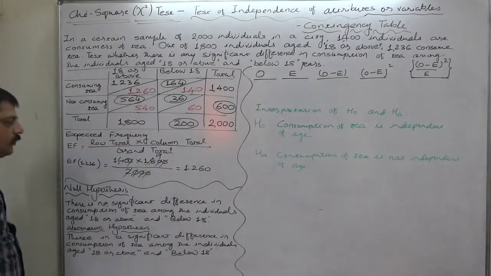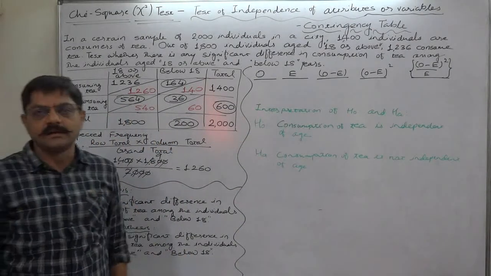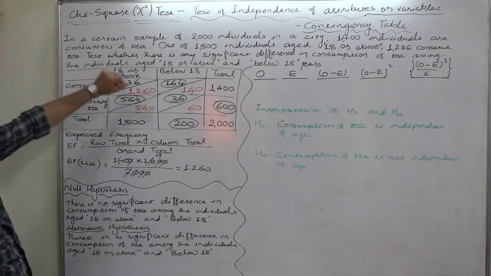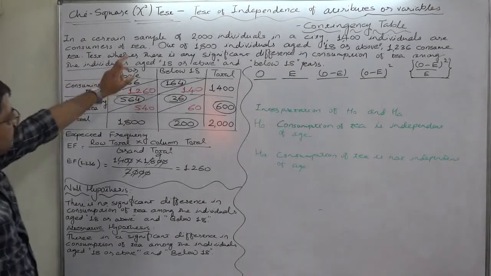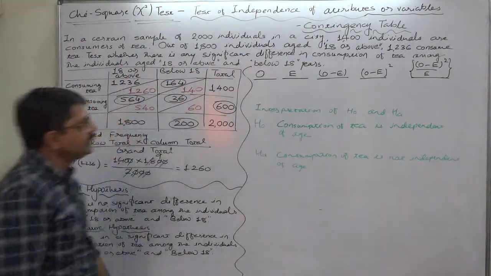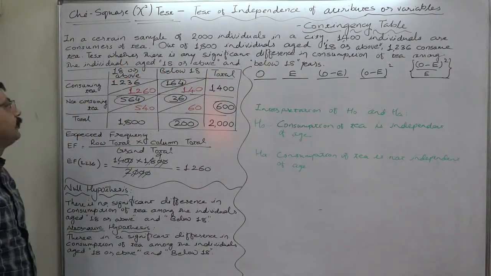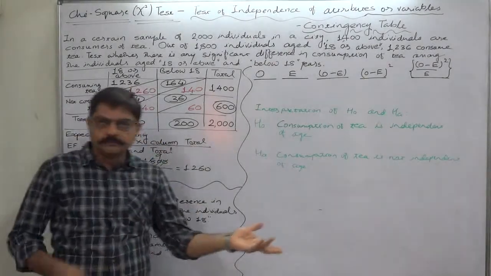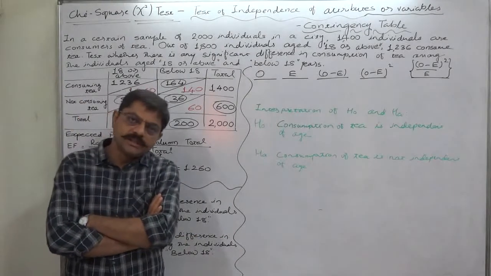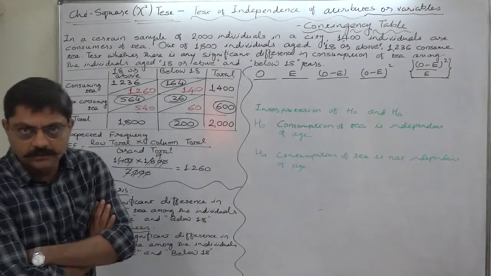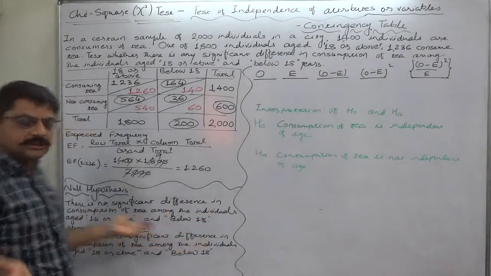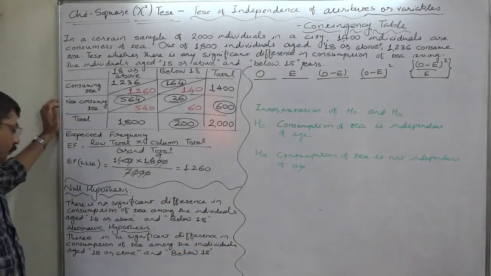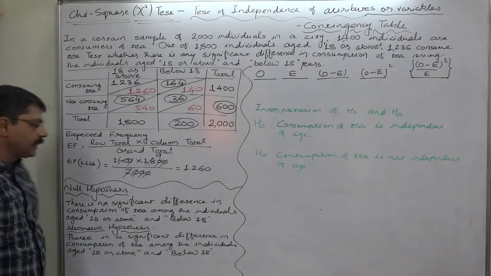Okay, now the second part, testing of hypothesis. The hypothesis is actually readily available from the question. Test whether there is any significant difference in consumption of tea among the individuals aged 18 or above and below 18 years. First of all, basics. The null hypothesis is always about no difference. So simply the null hypothesis can be: there is no significant difference in consumption of tea among the individuals aged 18 or above and below 18.